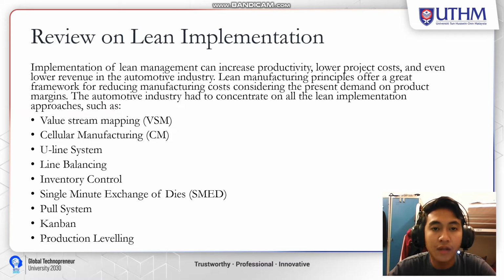The automotive industry had to concentrate on all the lean implementation approaches, such as, as you can see, value stream mapping (VSM), cellular manufacturing (CM), U-line system, line balancing, inventory control, single minute exchange of die (SMED), pull system Kanban, and production leveling. So I will explain one by one the meaning of the lean implementation techniques that have been stated in the slide.